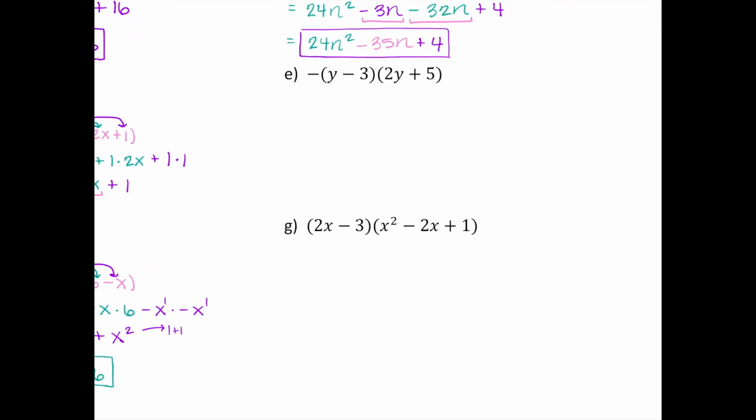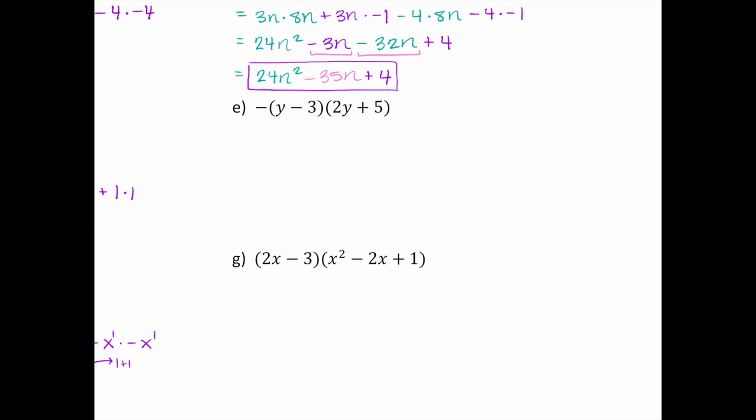All right, for example E, this negative on the outside right here, again, is really like a negative 1. And so what you want to do is first multiply the negative 1 through that first set of parentheses. So we have negative 1 times y is negative y. And then we have negative 1 times negative 3 is positive 3. So that is our new first set of parentheses, the negative y plus 3. And then you still have the 2y plus 5.